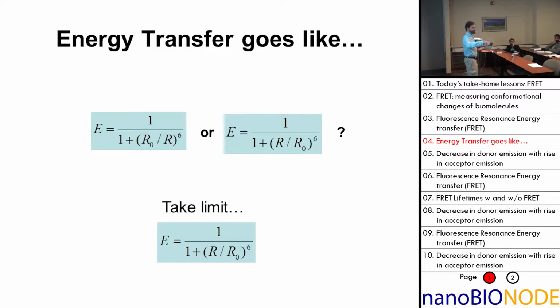No, that doesn't make sense. Let's say over here, if R goes to infinity, infinity over a constant number is equal to what? Infinity. So 1 over 1 plus infinity, that's infinity. 1 over infinity is 0. So E goes to 0 when they're very far apart. That makes sense. And if R equals 0, well, this is 1 over 1. The energy transfer efficiency becomes 1. Okay? So you can take the limit.